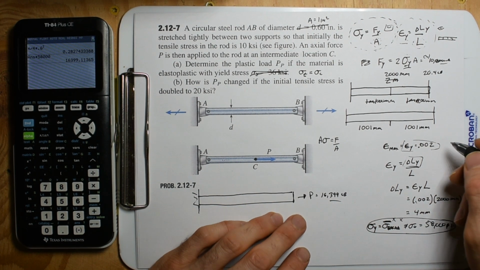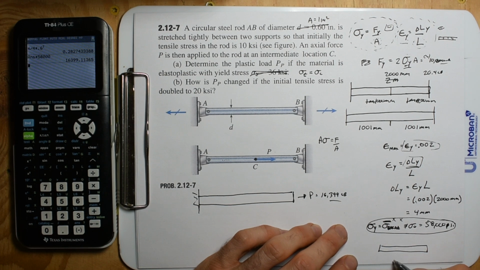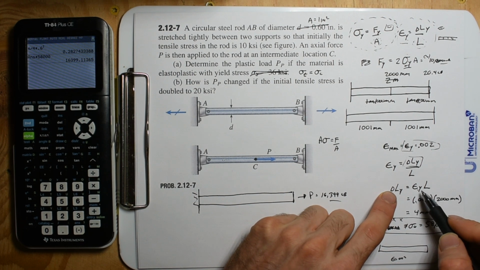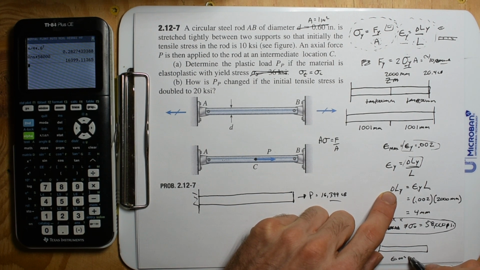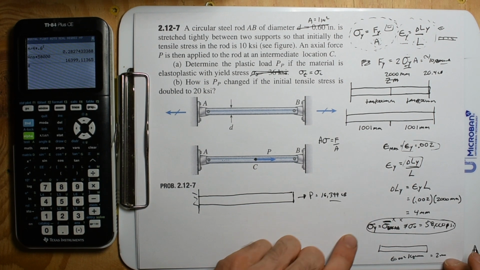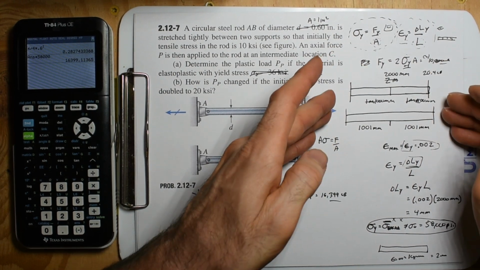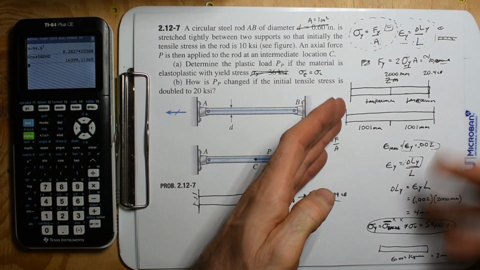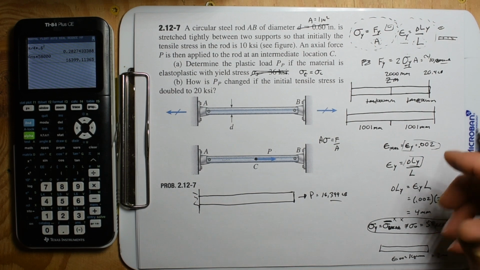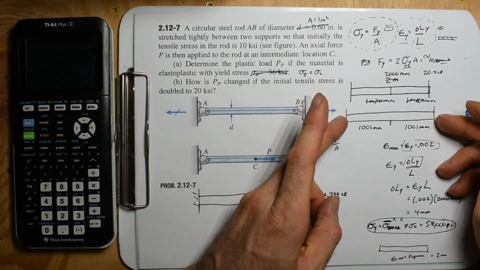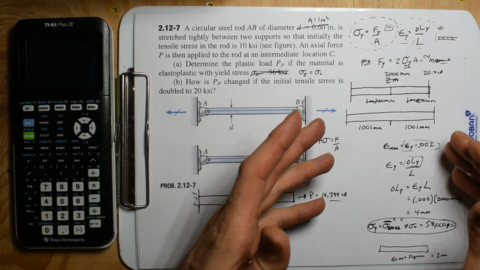So the max change in length, if we had a 1 meter bar with a strain of 0.002, well, let's do the equation. The change in length would be strain times length, so times 1,000 millimeters, and we would get 2 millimeters. Okay, we have a 2 meter bar, 2,000 millimeters. We can stretch this thing 4 millimeters. Oh, now my train of thought's getting back. All right, so we're only stretching it halfway, and it's a linear relationship.